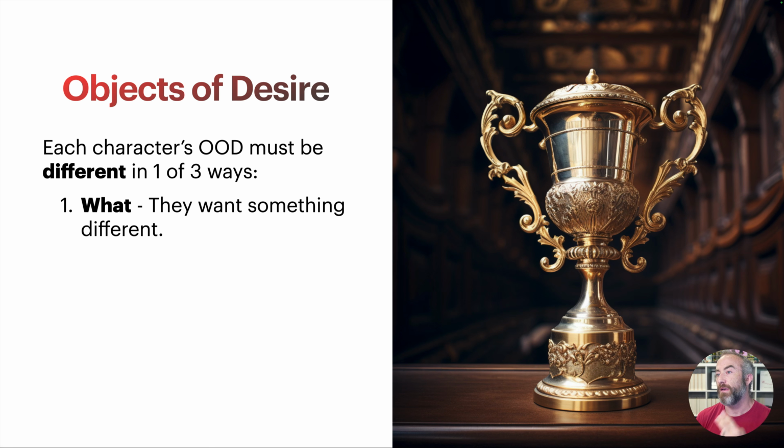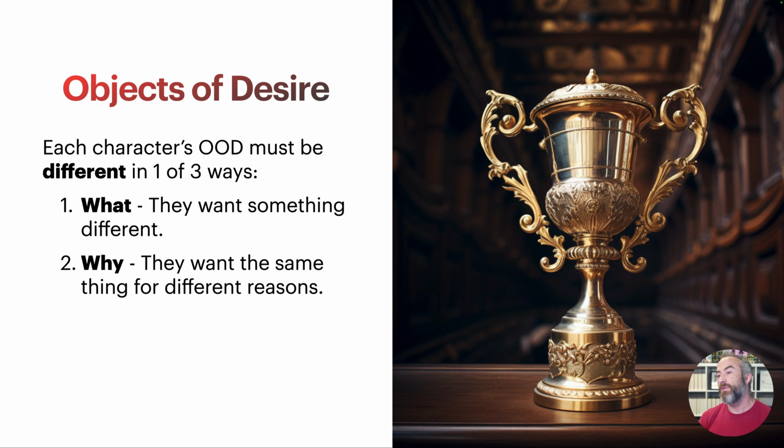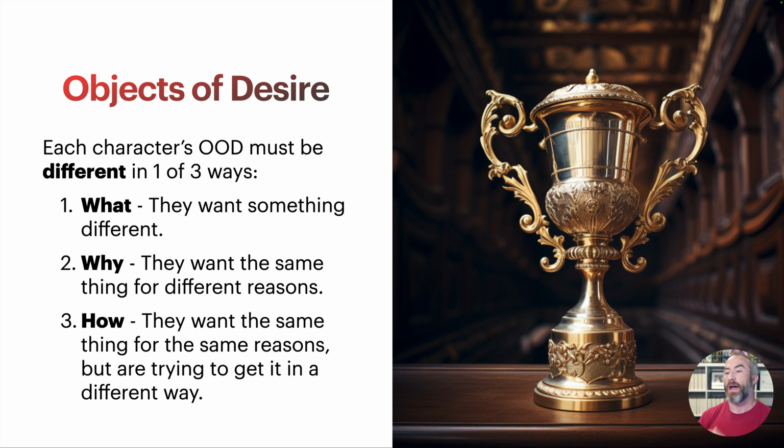But it can be different in 2 other ways, because you can imagine a scenario where there's a scene with 2 characters who are on the same side and they want the same thing. So how do you have them have different objects of desire? Well, you can have them want the same thing, but for different reasons. So they're going about it to get that thing, but they want it for different reasons. And then the third is how. They want the same thing for the same reasons, but they're trying to get it a different way. So again, this is where 2 characters who even want the same thing in your scenes, they could be going about it in completely different ways.